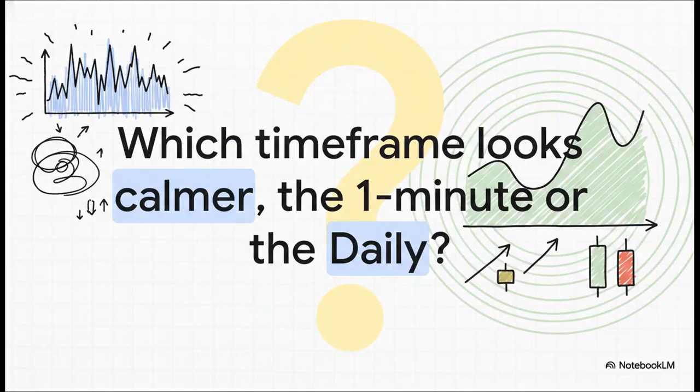So let's put that to a quick test, right? If you looked at the exact same stock on a 1-minute chart and a daily chart, side by side, which one do you think would look calmer? I mean, you'd see it instantly. It's the daily chart. By squishing an entire day of frantic up and down action into a single candle, the bigger picture just gets so much smoother. The overall direction becomes way easier to spot.